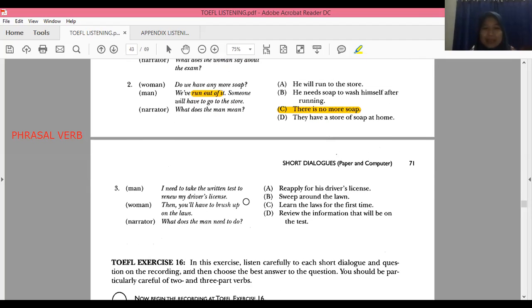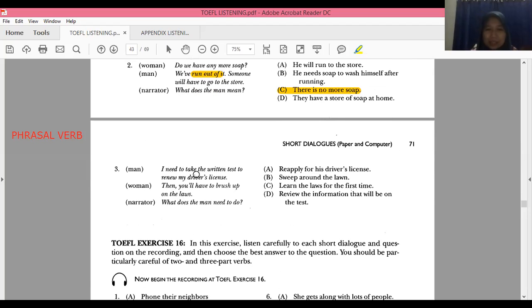Miss Alma, help us for number 3. I need to take the written test to renew my driver license. Then you will have to brush up on the laws. What does the man need to do? The phrasal verbs, Miss Alma? Brush up. Brush up, and what does it mean?